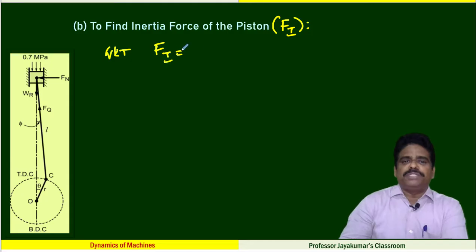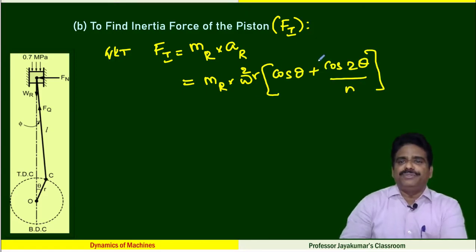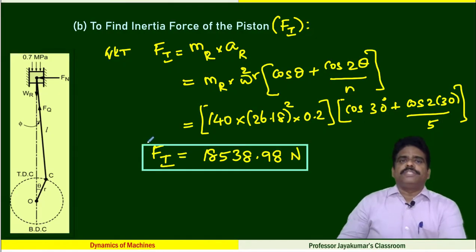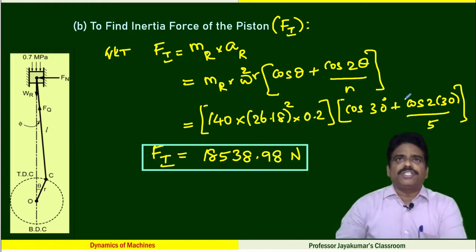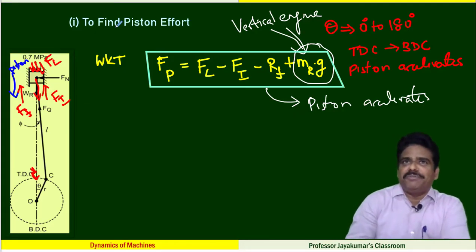Let us find the inertia force of the piston. Inertia force of the piston is equal to mass of the reciprocating parts times acceleration of the reciprocating parts. We know the formula for acceleration of reciprocating parts. I think we know all the parameters involved. Just let us substitute there. So substituting them, we get the inertia force value. Now knowing the FL value and the inertia force value, we can substitute them in our piston effort formula, which we have derived before.